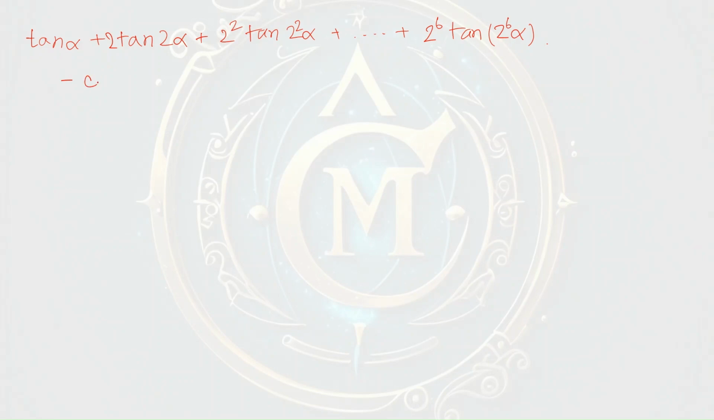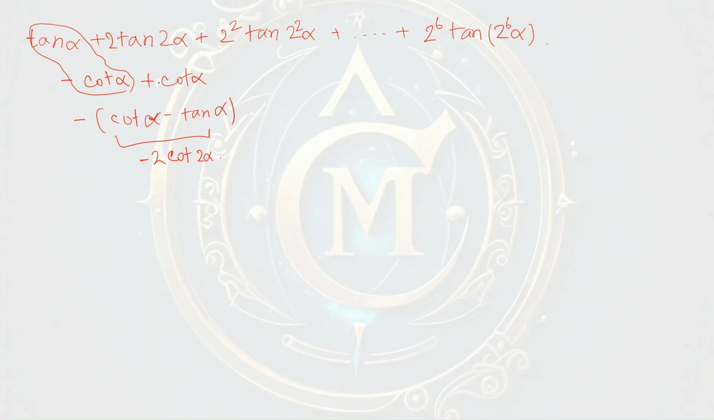Now if we add and subtract a cot alpha here, we will get the same series. Now if we club these two, that is, we take the minus common and then cot alpha minus tan alpha, that will be 2 cot 2 alpha with a negative sign.